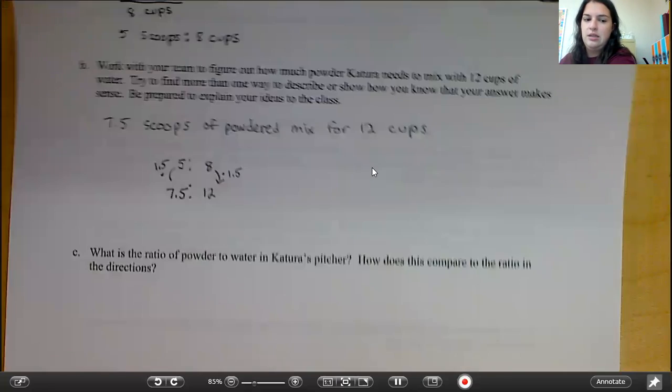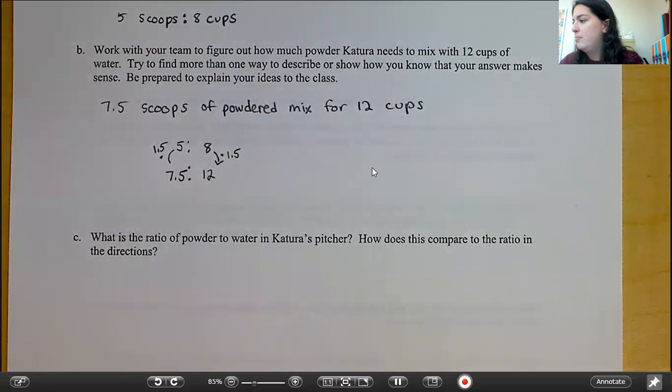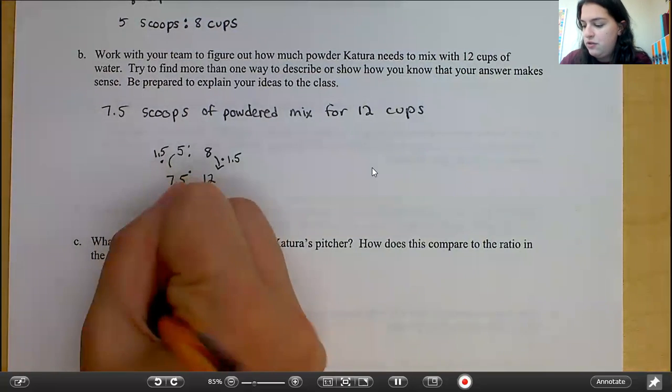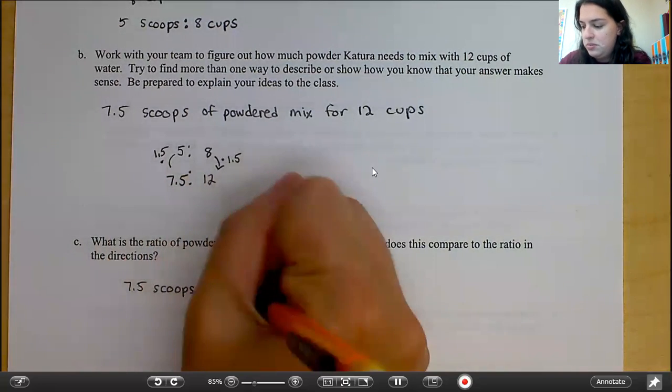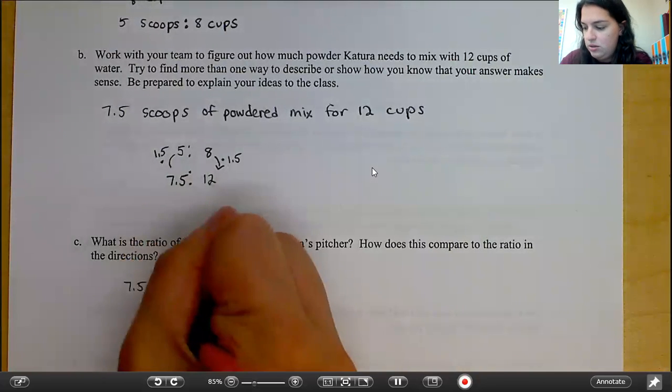Part C says, what is the ratio of powder to water in Katura's pitcher? How does this compare to the ratio in the directions? So go ahead and pause and answer. If you're back with me, you've answered part C. So you should have come up with 7.5 scoops to 12 cups. And again, you can write it 3 separate ways.